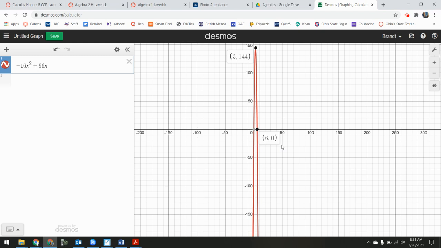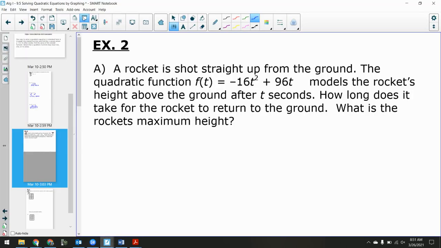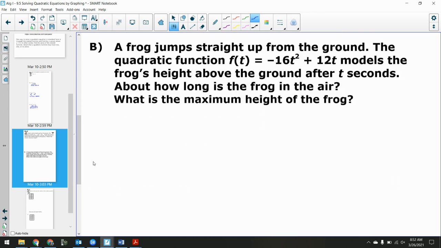The frog jumps straight up off the ground. Let me bring it up here for the folks playing along at home. The frog jumps straight off the ground. The quadratic function f of t is equal to negative 16t squared plus 12t models the frog's height above the ground after t seconds. About how long is the frog in the air? What is the maximum height of that frog? So again, if a quadratic shows up on your end of course test, pop it into Desmos and see what happens.